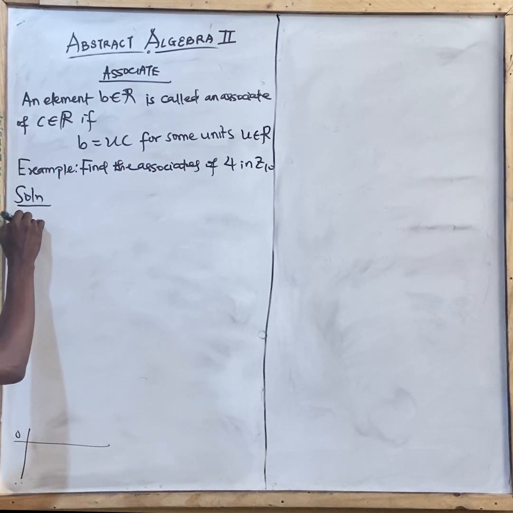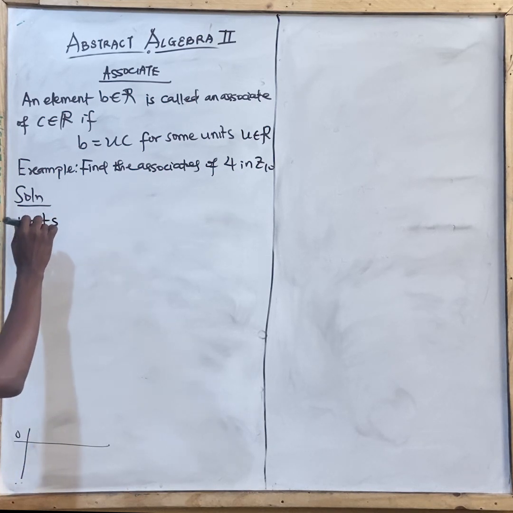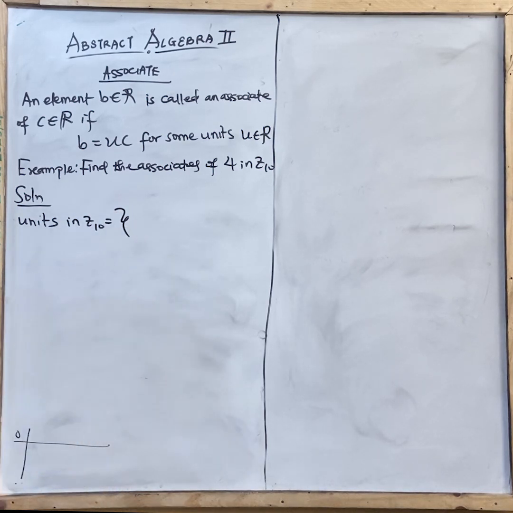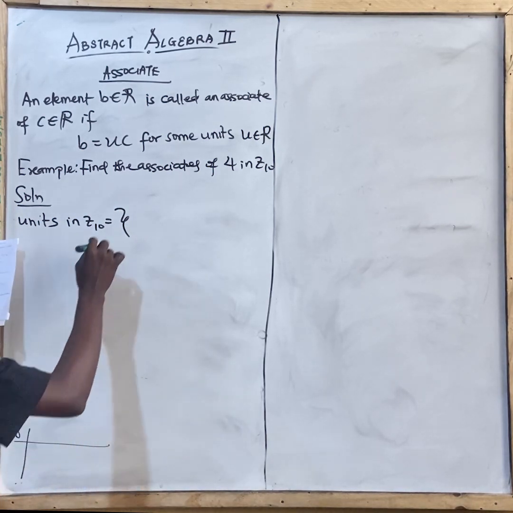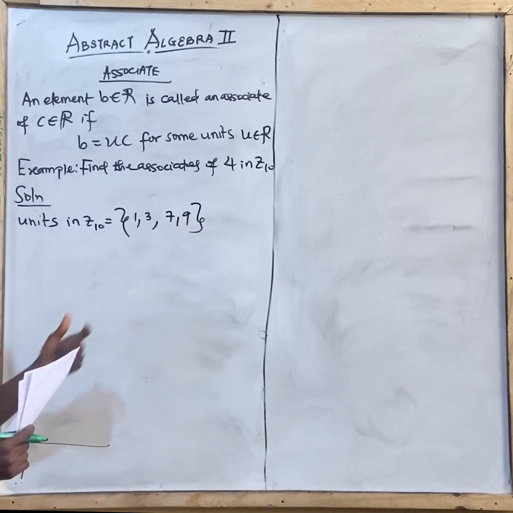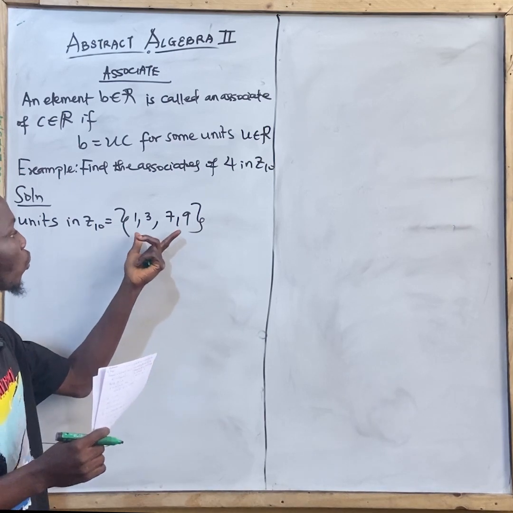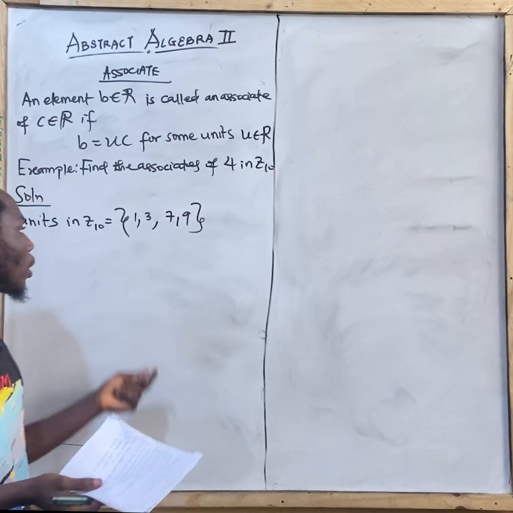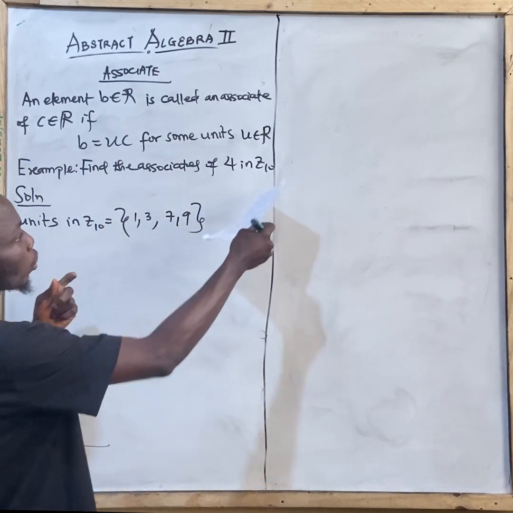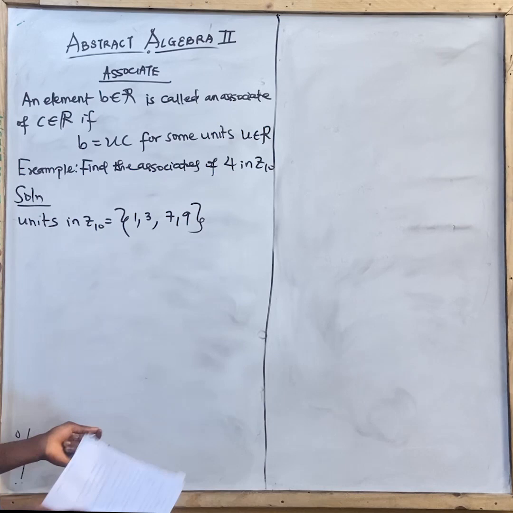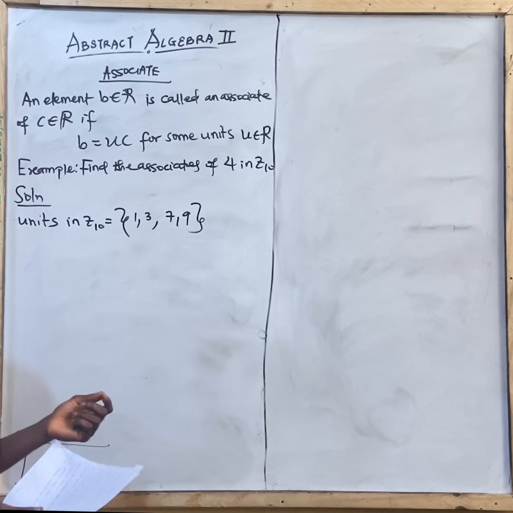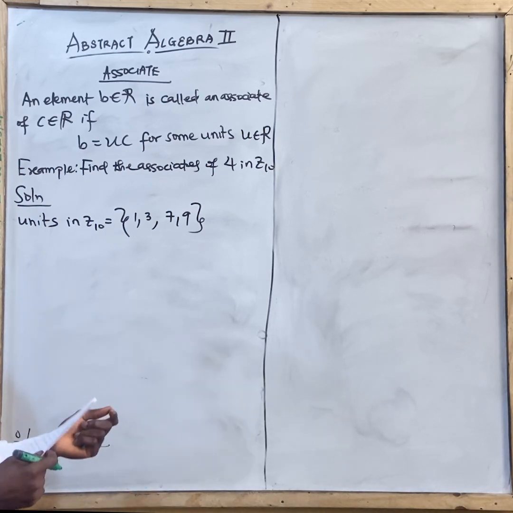So what are the units? What are the elements that are relatively prime? So we find the units in Z10. If I write from 0 to 9, the units in Z10 will be 1, 3, 7, and 9. Because when you look at 4, the greatest common divisor between this 4 and this 10 is not just 1. If you say 2, there is something common between 2 and 10: 2 will divide 10, and 2 will divide 2. So you can see that the greatest common divisor between them is not just 1, it's 2.